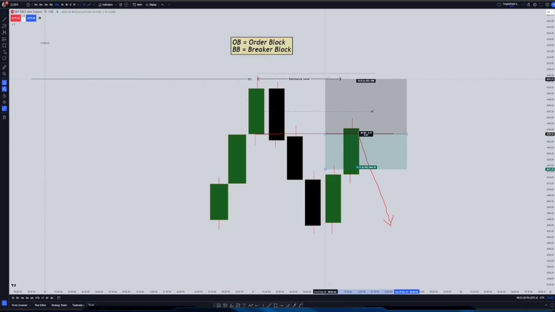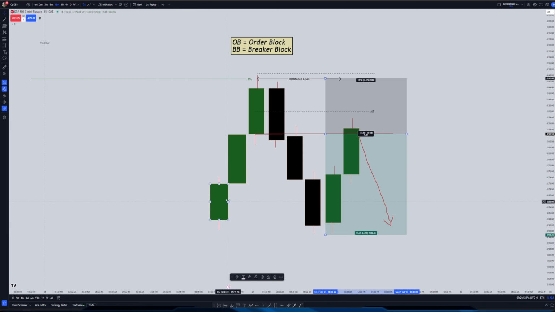So a stop loss can be the order block's high, and take profit will be the recent swing low that price is coming from.